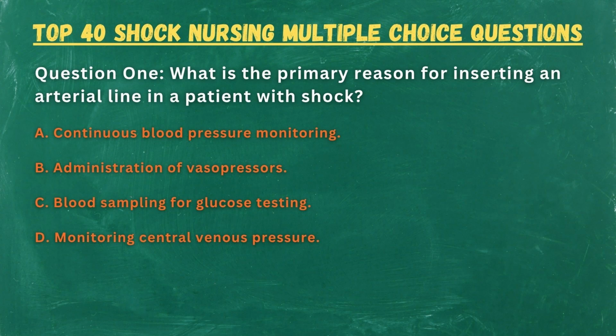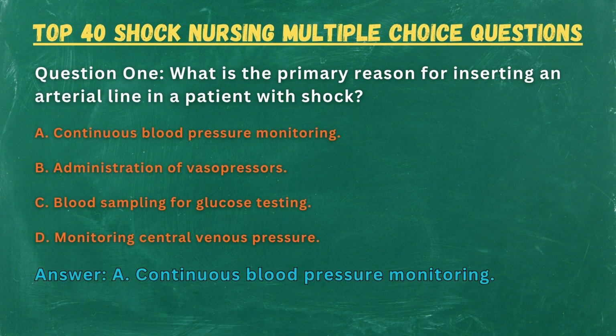Question 1. What is the primary reason for inserting an arterial line in a patient with shock? A. Continuous blood pressure monitoring. B. Administration of vasopressors. C. Blood sampling for glucose testing. D. Monitoring central venous pressure. Answer. A. Continuous blood pressure monitoring.